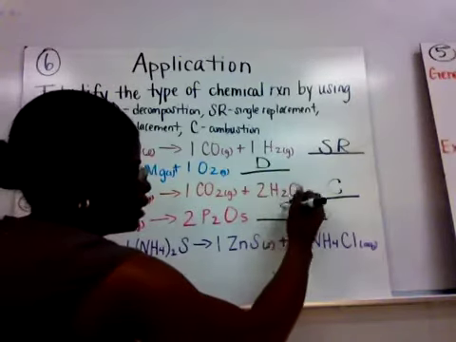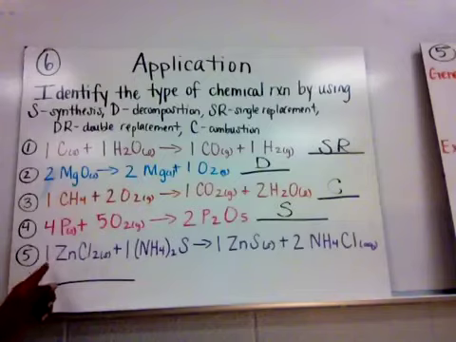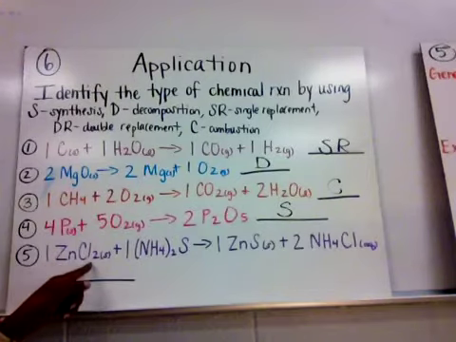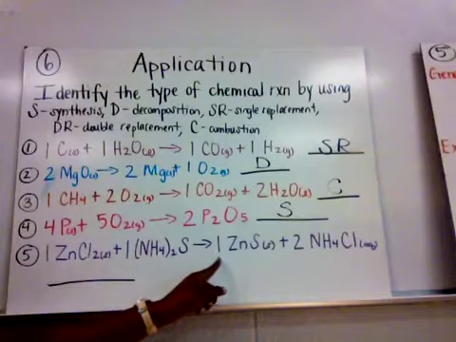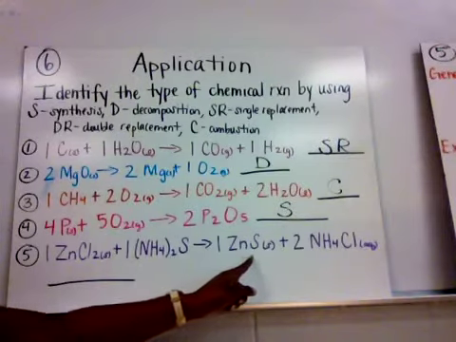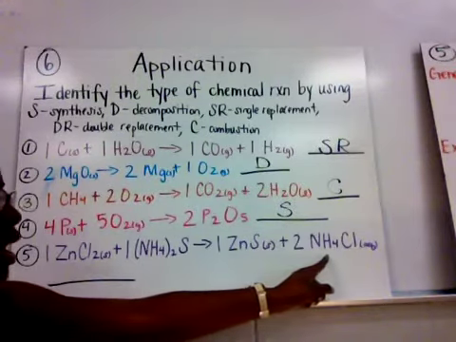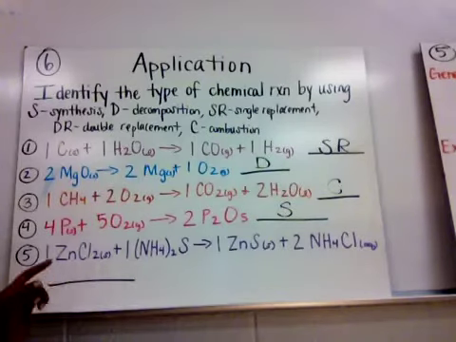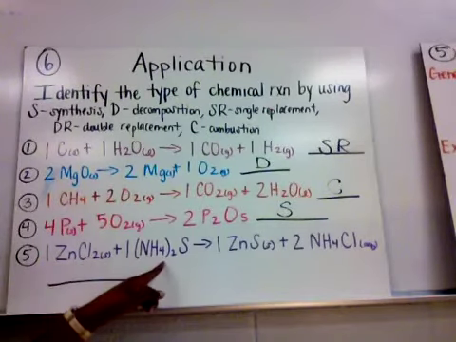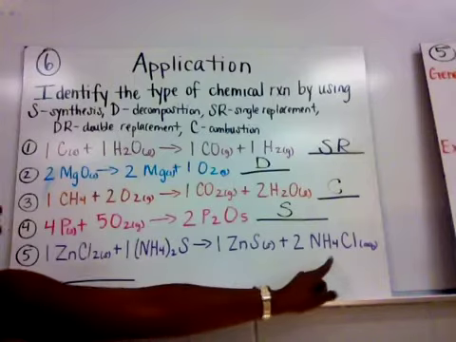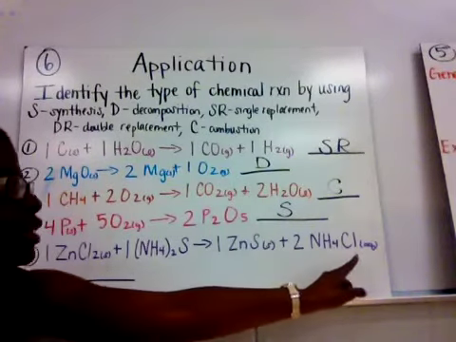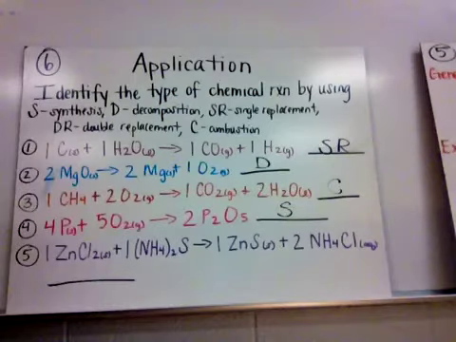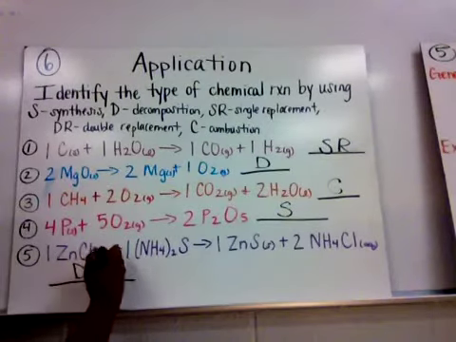Then we have 1 molecule of zinc 2 chloride plus ammonium sulfide, and that's going to produce 1 molecule of zinc sulfide plus 2 molecules of ammonium chloride. So notice we have a compound here, a compound here, a compound here, and a compound here. This is ionic, this is ionic, this is your solid, and this is your aqueous solution. So this is a double replacement reaction.